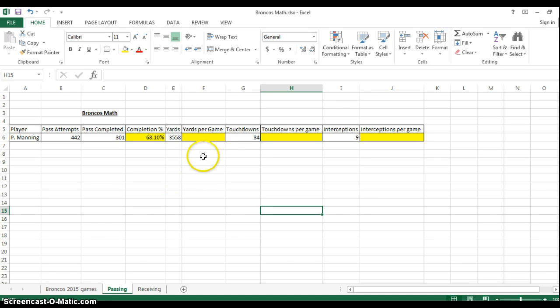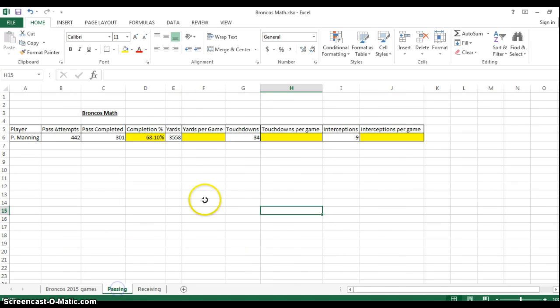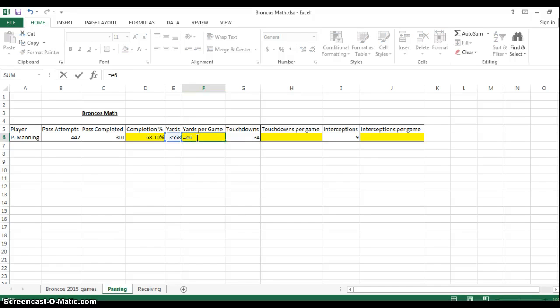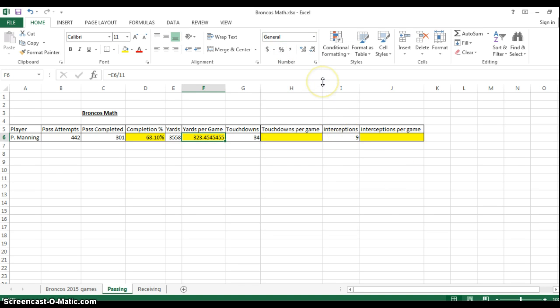And now if we want to know his stats per game, we know he has thrown for 3,558 yards. As we've already confirmed, the Broncos have played 11 games so far. So what we would do here is equals, and we want the total yards, E6, divided by 11. And we're just going to change this again to 2 decimal points. And that's 323.45 yards per game, which is a lot of yards.